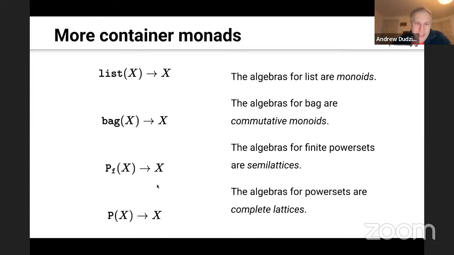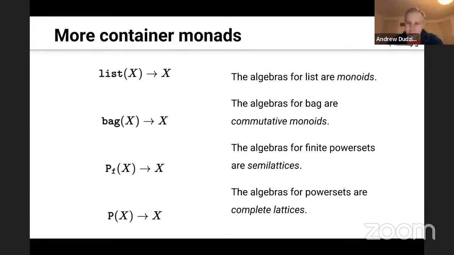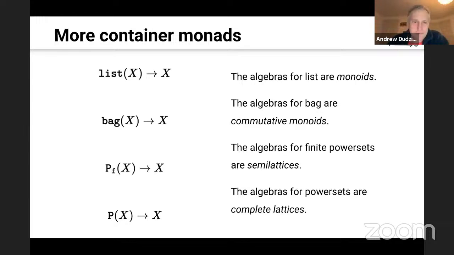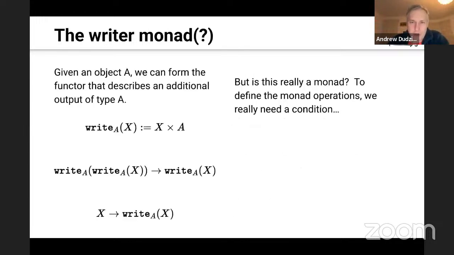So as you can see, there's this whole family of, I'm calling them container monads, that are really about ways of collecting things and distilling them down somehow. And they each give a different notion of that.